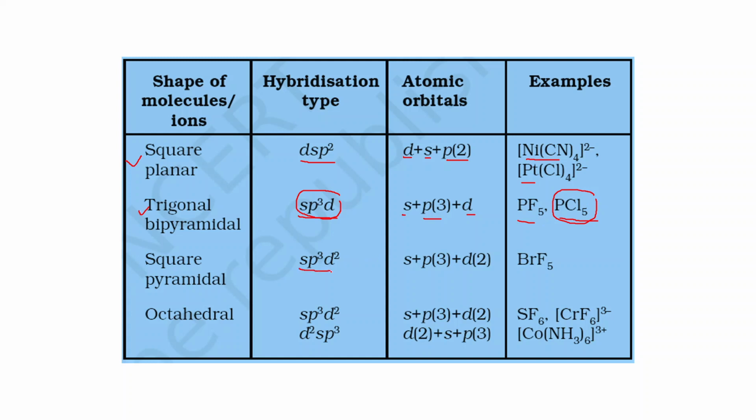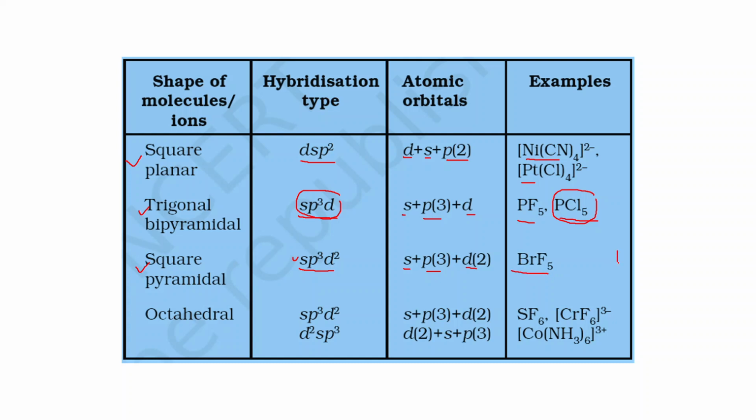Hybridization is sp3d2, that is 1s, 3p orbitals and 2d orbitals of the outermost shell intermix and form 6 sp3d2 hybrid orbitals, and out of these 6 sp3d2 hybrid orbitals, if 5 orbitals make a bond and one orbital contains one lone pair of electrons, then the geometry will be square pyramidal. An example is BrF5.